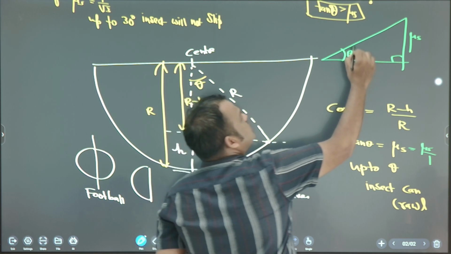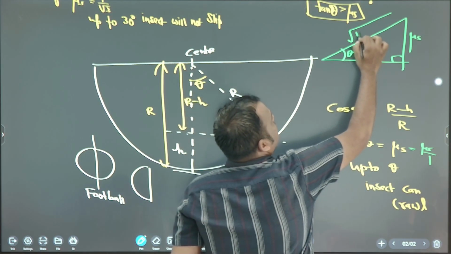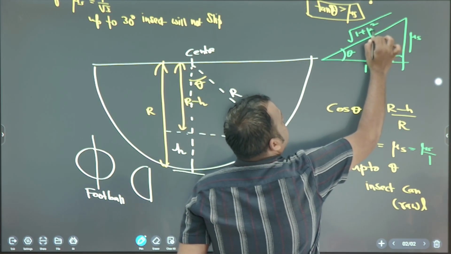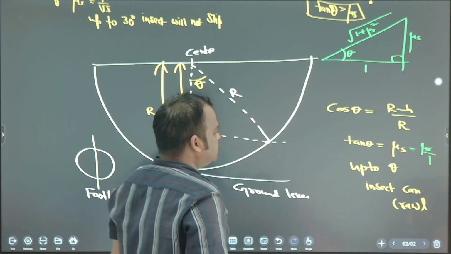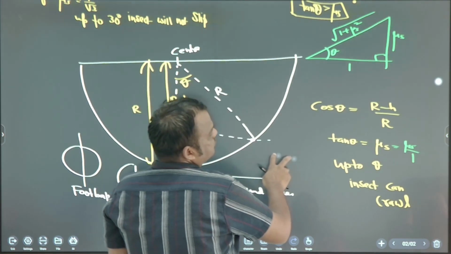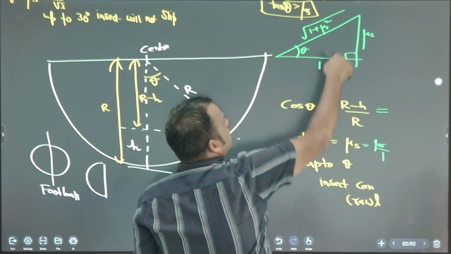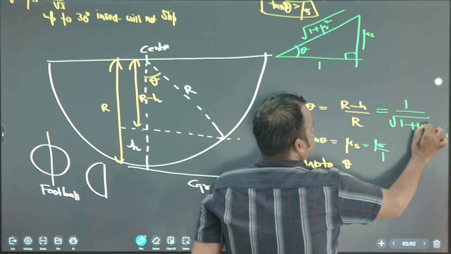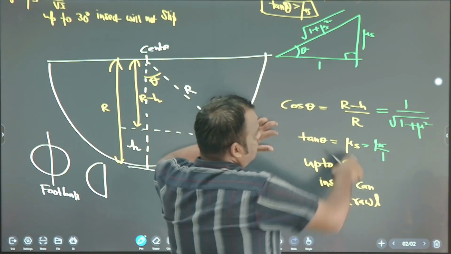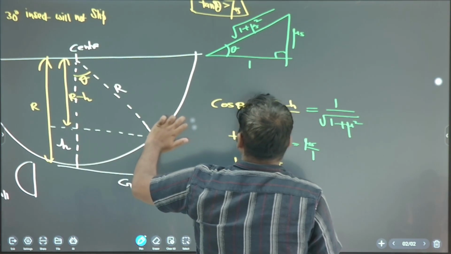Correct. So what is hypotenuse? Calculate hypotenuse. Square root of 1 plus mu square. So what is cos theta? Tell me. 1 by square root of 1 plus mu square. Okay, clear? Now calculate further from here.